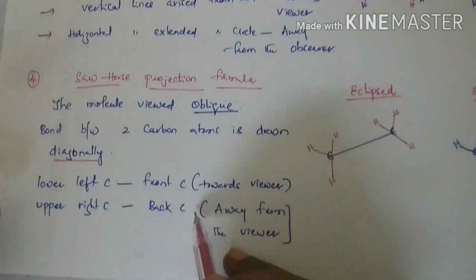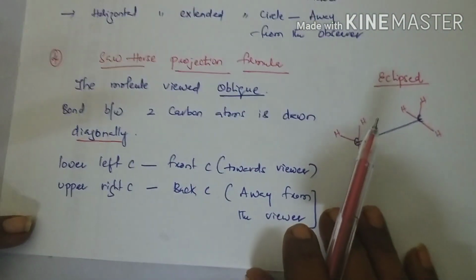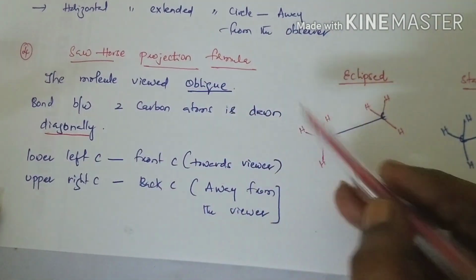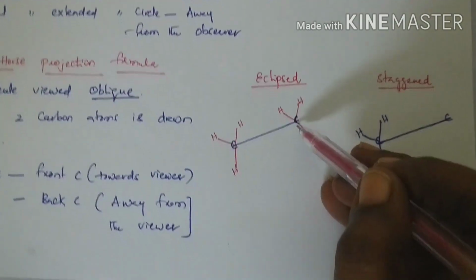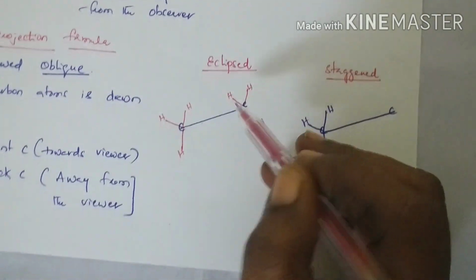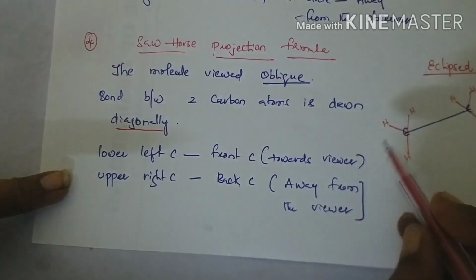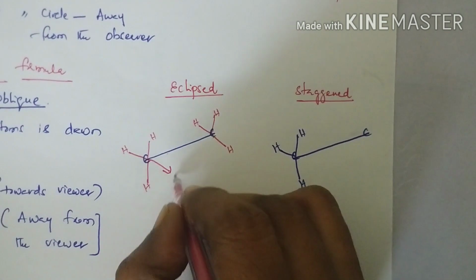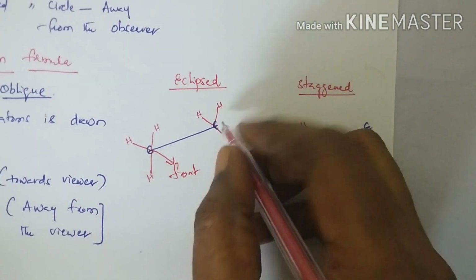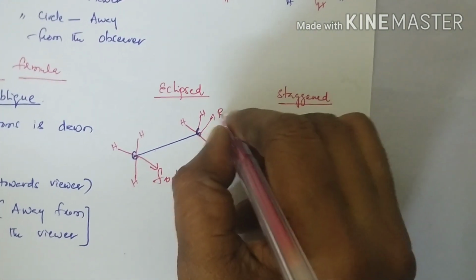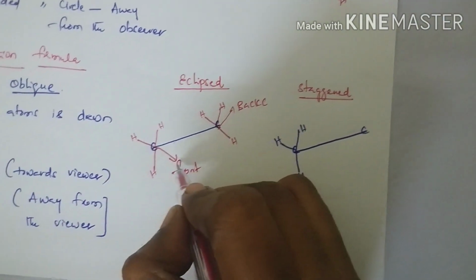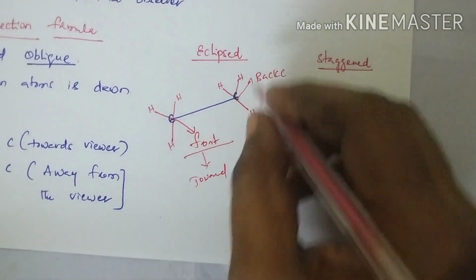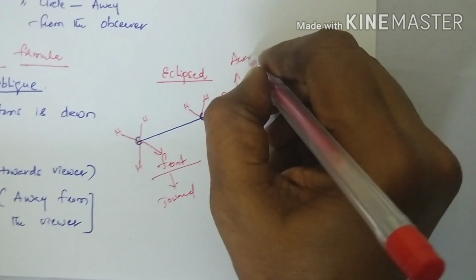Now coming to the last method, Sawhorse projection formula. In this method the molecule is viewed obliquely. Obliquely means the carbon is represented in an inclined position, diagonally. Here the lower left carbon is considered the front carbon. The upper right hand carbon is considered the back carbon. Usually the front carbon alignment is towards the observer, and the back carbon alignment is away from the observer.